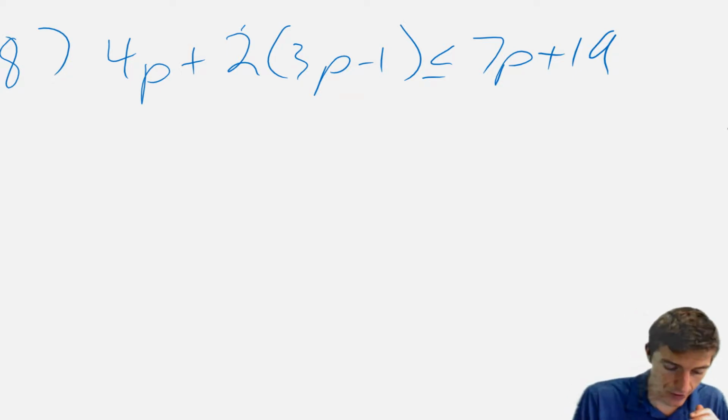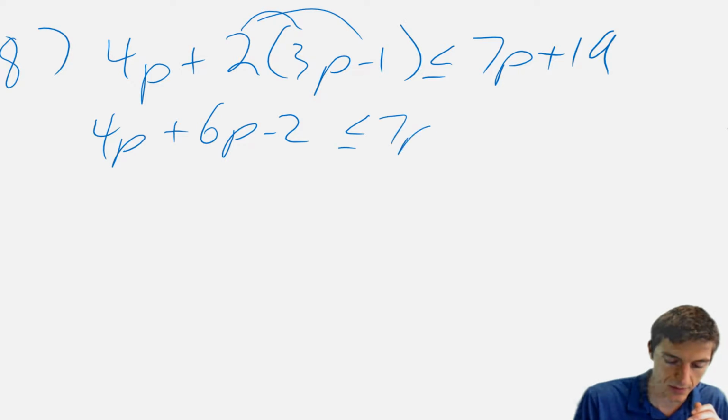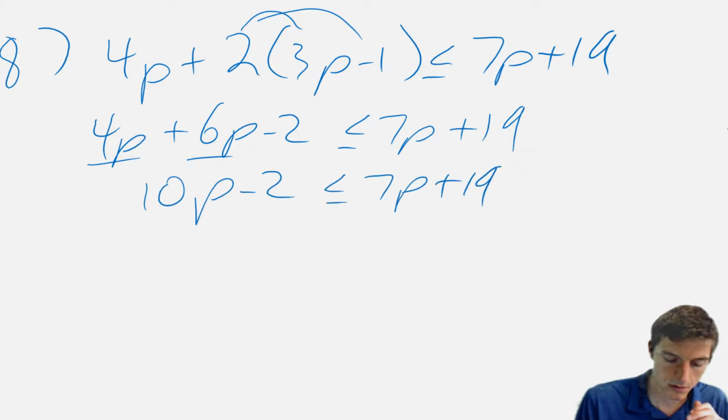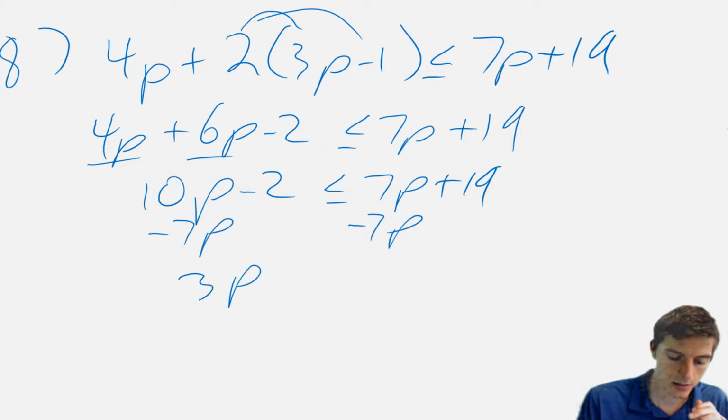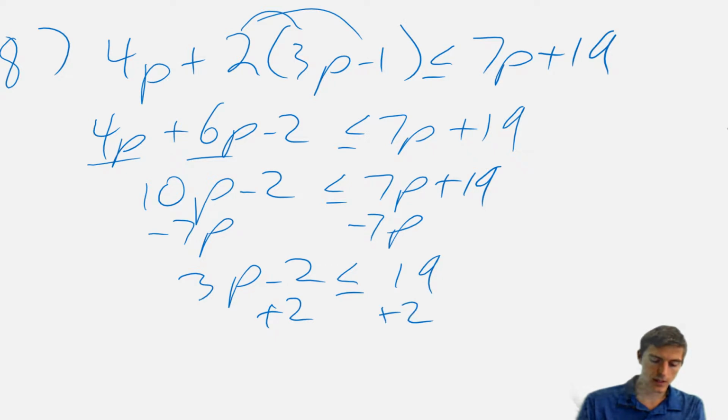8, I'm going to do a little distribution. So I get 4p plus 6p minus 2 is less than or equal to 7p plus 19. I got some like terms. I can subtract 7p from both sides. I'm getting close. Okay, so I've got all my p's in one spot. It's kind of nice. I'm going to add 2 to both sides. So I get 3p is less than or equal to 21.